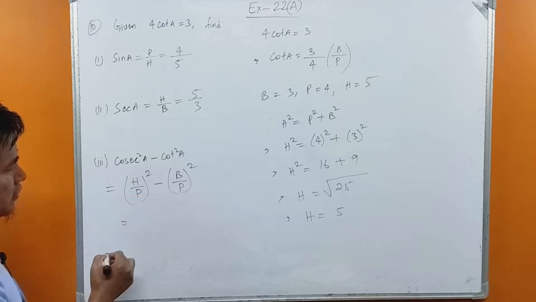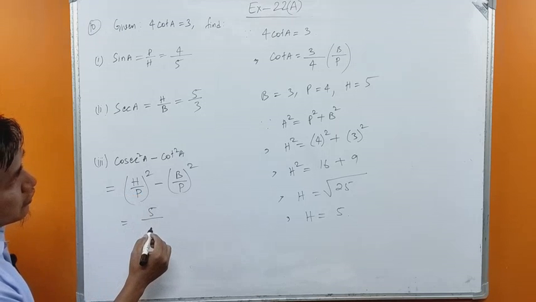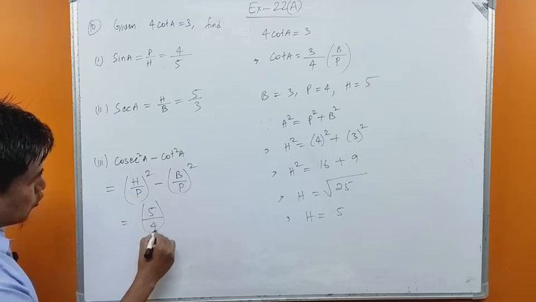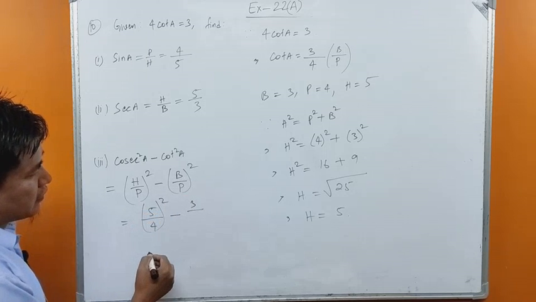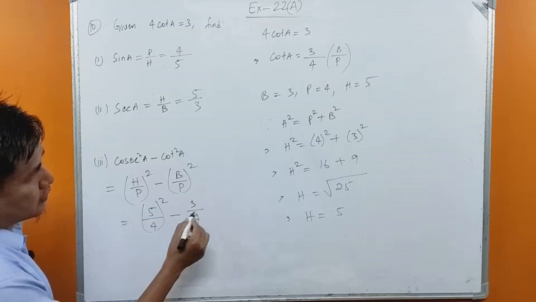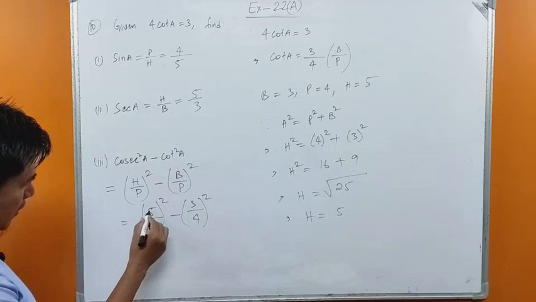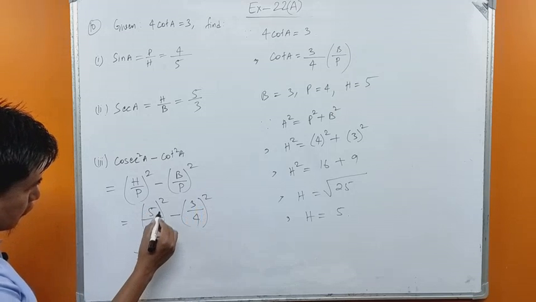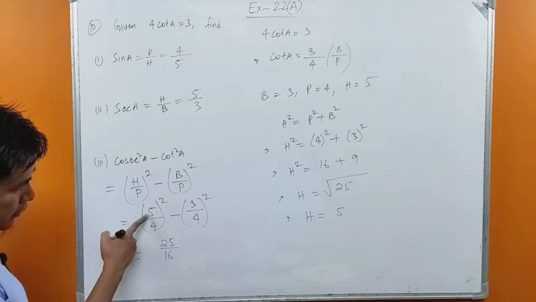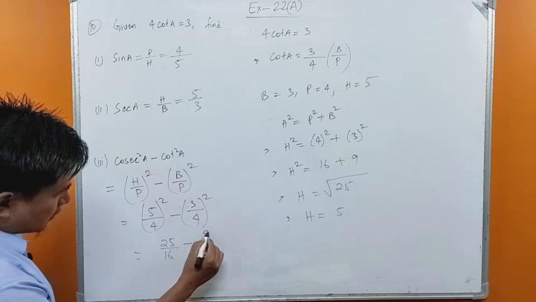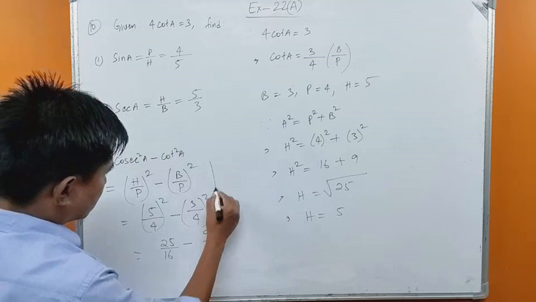So what is hypotenuse? Hypotenuse is 5. And what is perpendicular? Perpendicular is 4, whole squared. Minus what is base? Base is 3 upon what is perpendicular? Perpendicular is 4, isn't it? So whole squared. Now 5 squared is 25 upon 4 squared is 16. Okay, this square applies to both numerator and denominator. Okay, minus 3 squared is 9 upon 4 squared is 16. 9 upon 16.